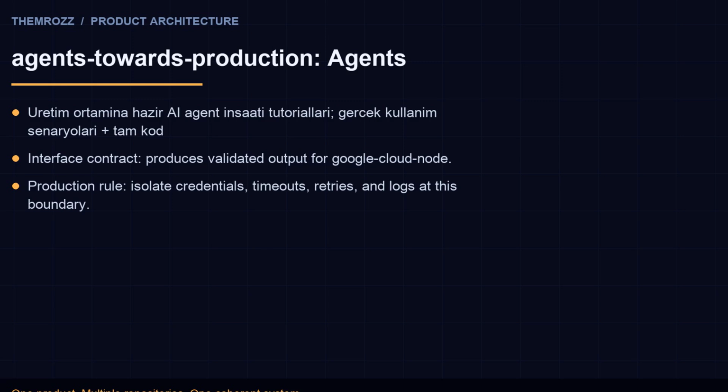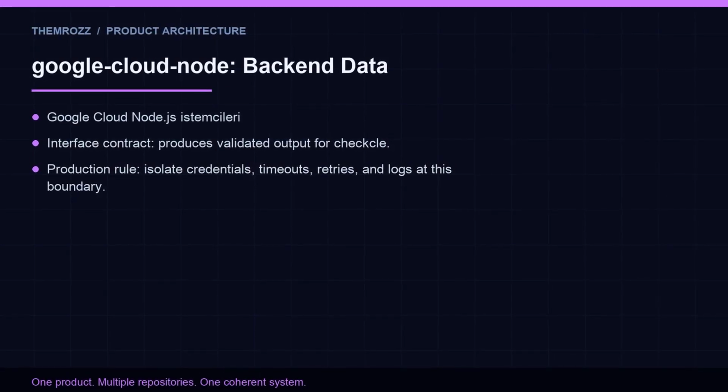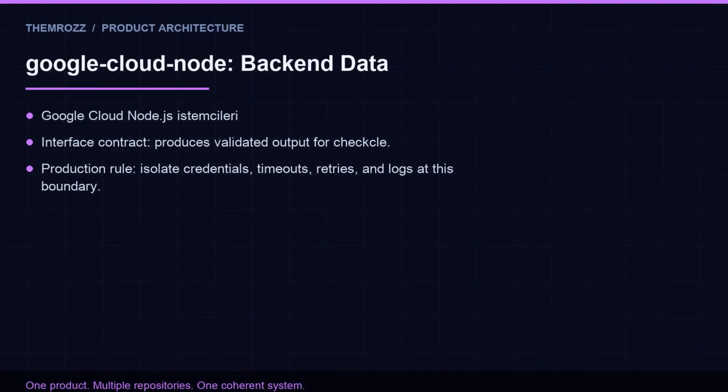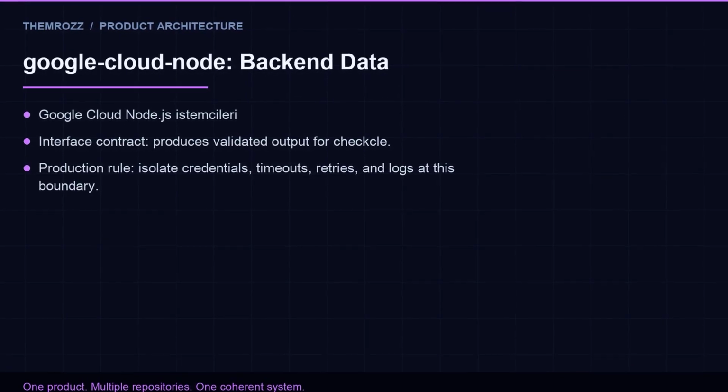The build order starts with the Google Cloud Node infrastructure layer, since the storage, queue, and database must exist before any application code can write to them. Create a cloud storage bucket, a Pub/Sub topic and subscription, and a Firestore database in the target project.